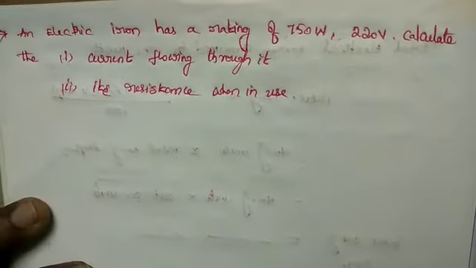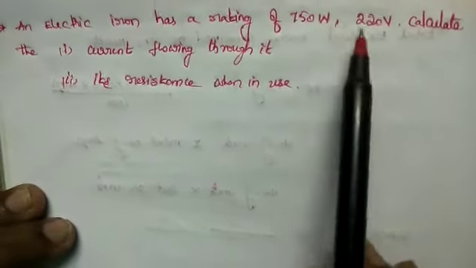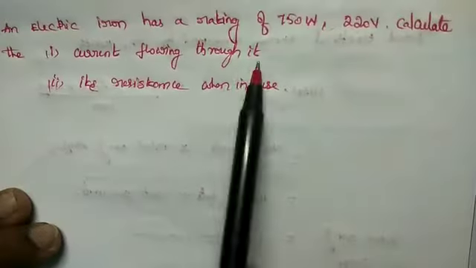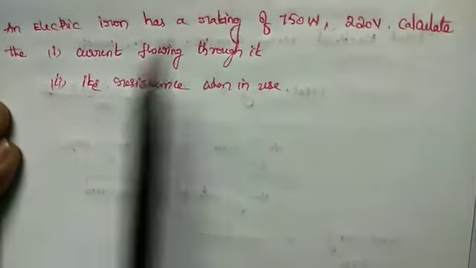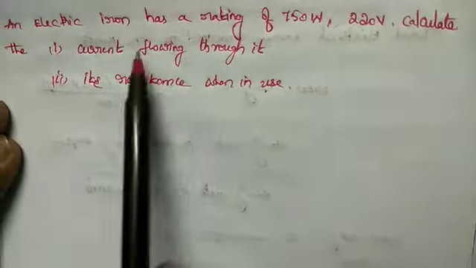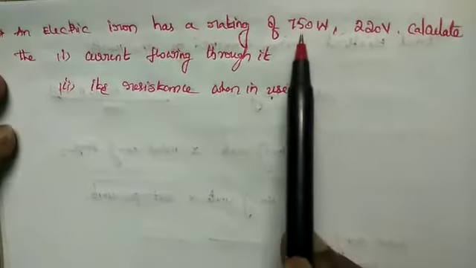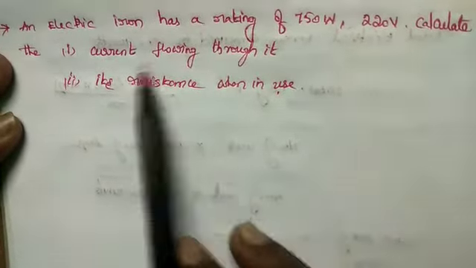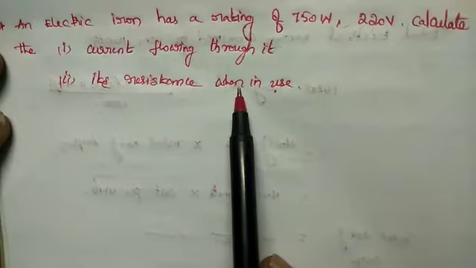Let's see this problem. An electric iron has a rating of 750 watts, 220 volts. Calculate the current flowing through it, and second, its resistance when in use. From the problem, the power is 750 watts and the voltage is 220 volts. We first calculate the current, and then the resistance. Clear?